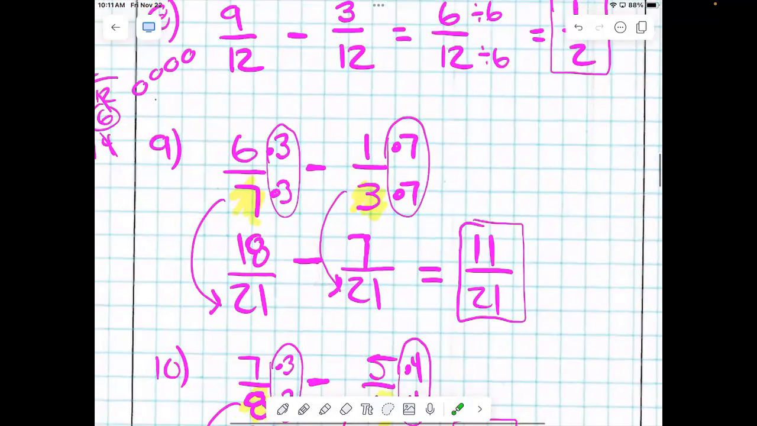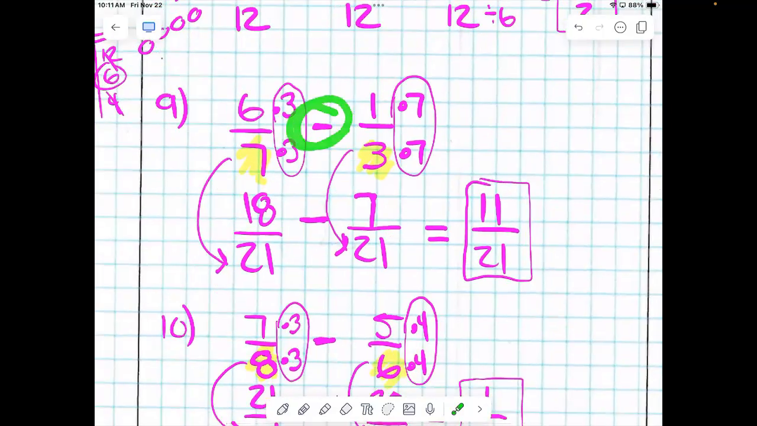Yes. Is this a subtraction sign? Is it really important that we pay attention to the signs? Yes.